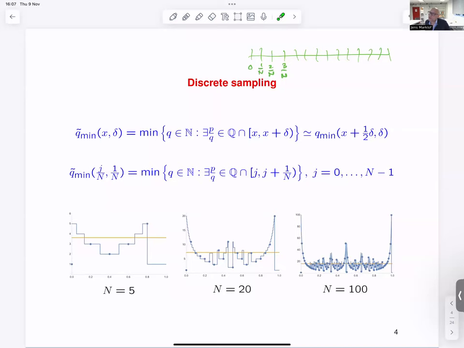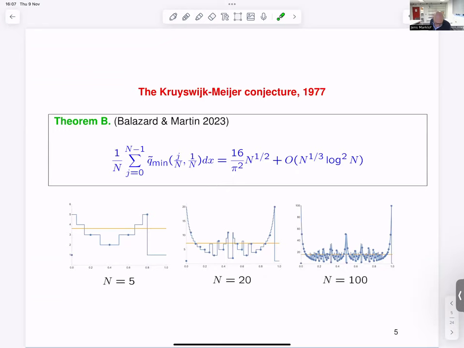And indeed, following the Chen-Haynes paper, Balazard and Martin proved that if we take the expectation of the smallest denominator function at those discrete points, we still get the same answer. So I've written it in this way. We first have this discrete average, and then remember the size of the interval delta is now 1 over n. So that is again of order delta to the minus 1 half.